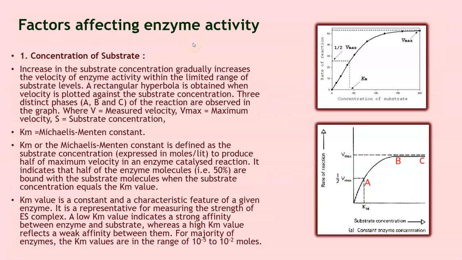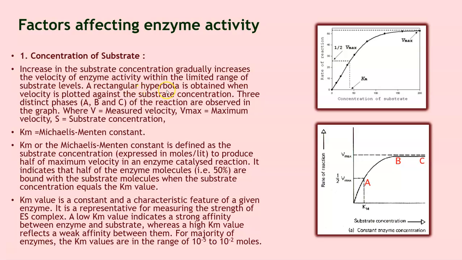Now students, let us have a look at the factors that affect enzyme activity. The first is the concentration of the substrate. Increase in the substrate concentration gradually increases the velocity of enzyme activity within the limited range of the substrate level. So what this means is that when the concentration of the substrate increases, the enzyme activity gradually increases, but it remains within a limited range of the substrate levels.